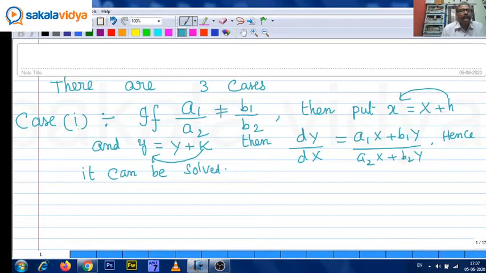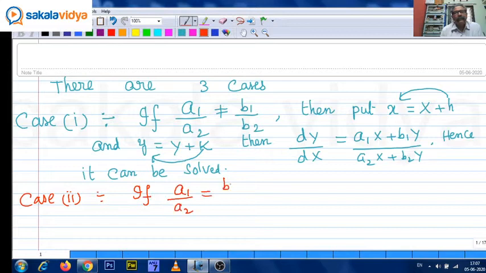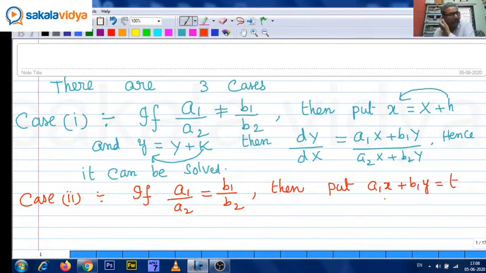Okay, next, case 2. What is case 2? If a1 by a2 equals b1 by b2, then your substitution: put a1x plus b1y equal to some t, and then solve the equation using variable separable only, using variable separable itself only.